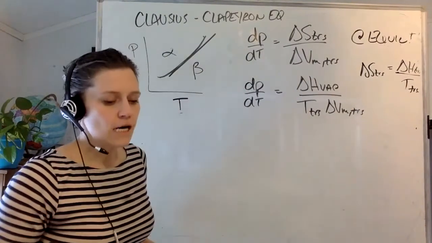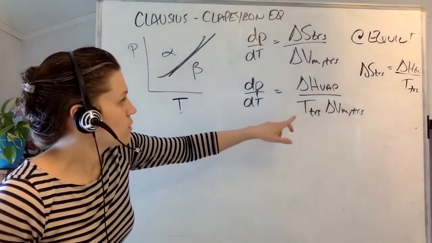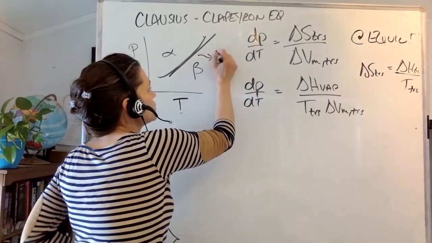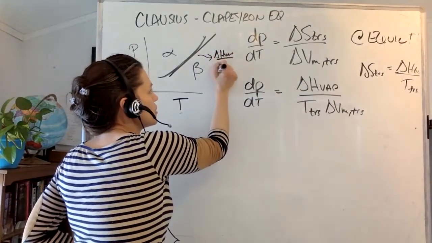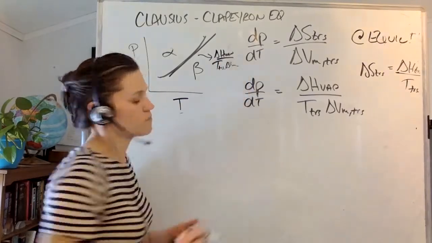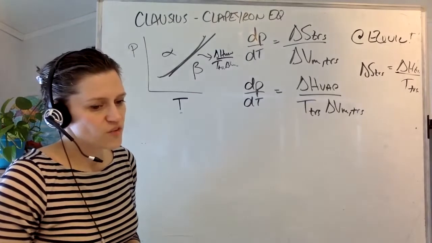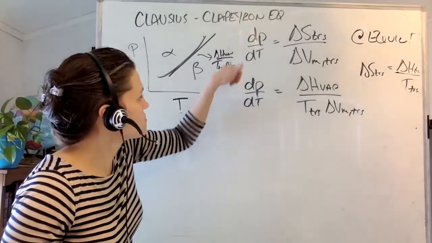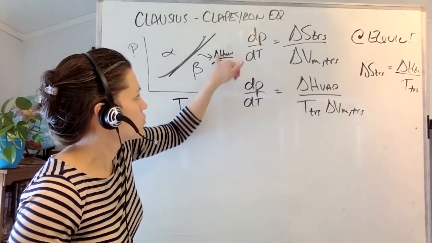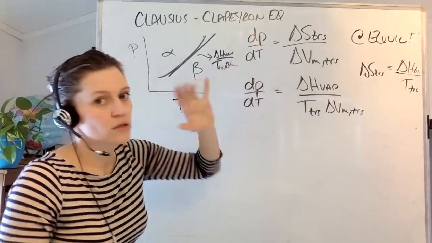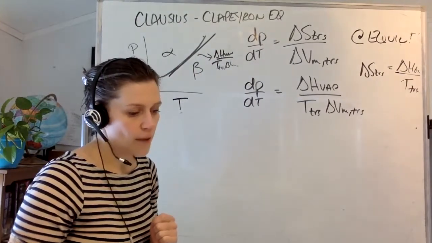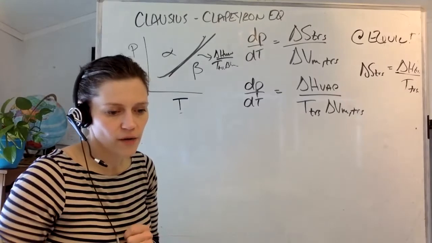Okay. And so here then would tell you that your slope can give you delta H vaporization if you know your T of the transition divided by delta Vm. So knowing this value of the phase transition will tell you what your delta H vaporization could be. Powerful stuff.